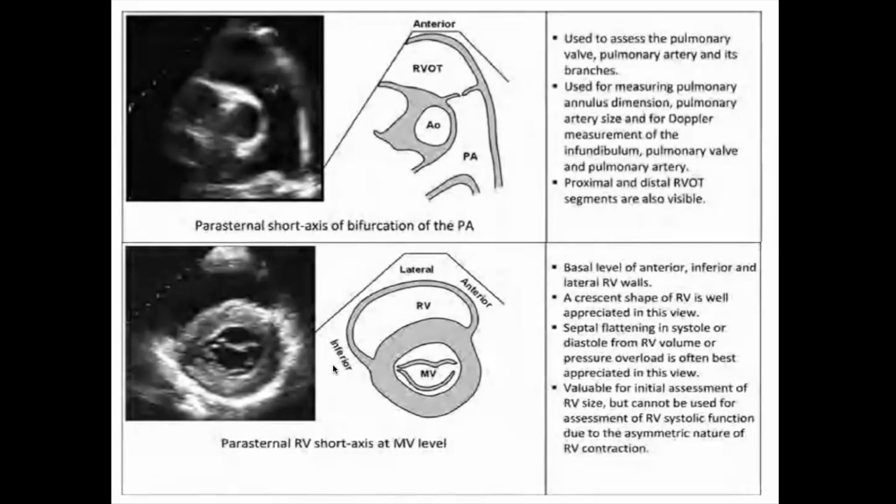And then in your parasternal short axis at the level of the mitral valve, what you're essentially looking for here is, obviously, you can appreciate the crescentic shape of the RV in this view. But in addition to that, in patients with pressure or volume overload, you'll see a D-shaped septum or septal shift.